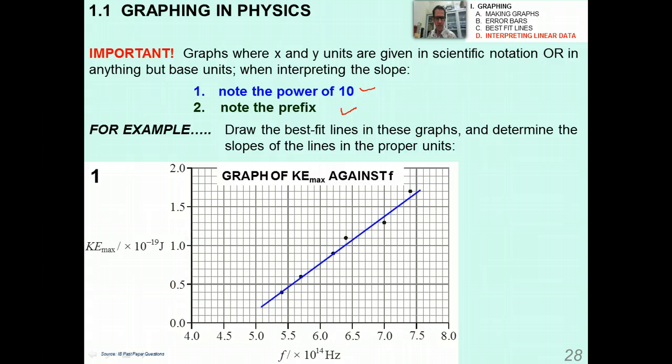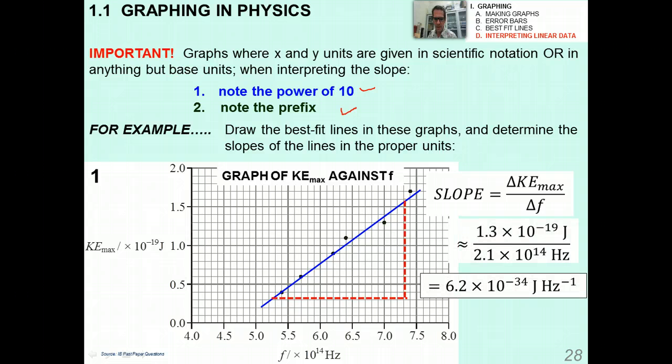Well, the best fit line, there we go, it's that blue line. I think you would all agree with that. When you figure out the slope, don't forget the 10 to the minus 19 here and the 10 to the 14. So the slope is clearly the rise over the run, which is delta KE max over delta f. Here's my triangle right here, here's my delta f, and here's my delta KE max.